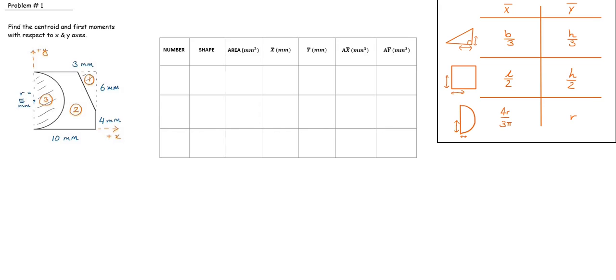What I like to do for these problems is make a table, because it's way easier to stay organized and come up with the solution. So I'm going to go ahead and start inputting the values. The area for the triangle is base times height divided by 2. In this case it will be negative because you're subtracting the area, so you'll end up with minus 9 millimeters squared.